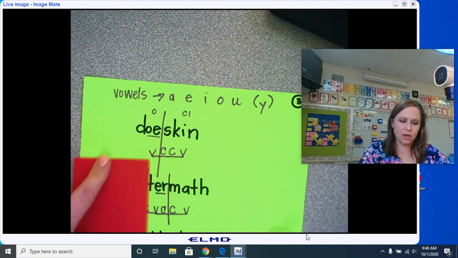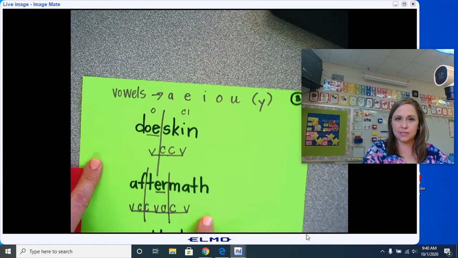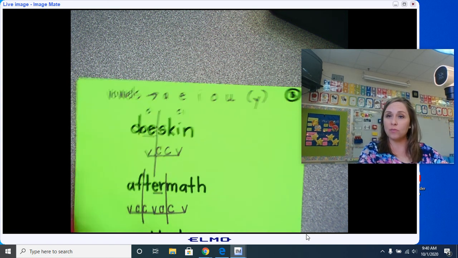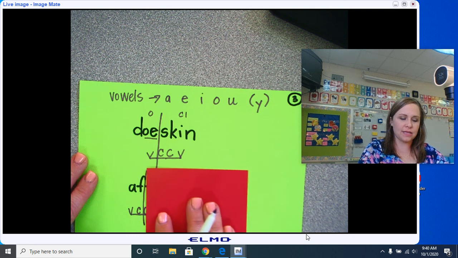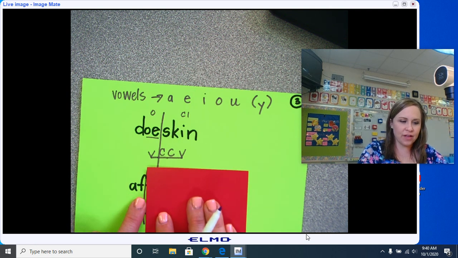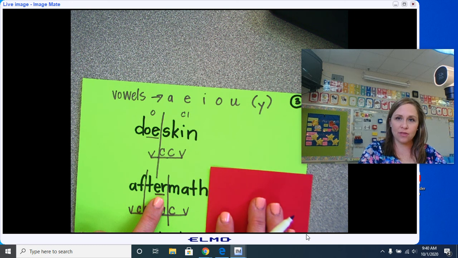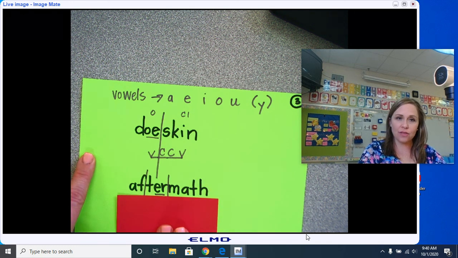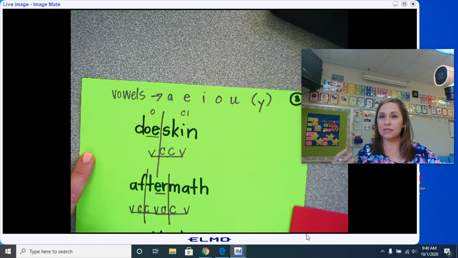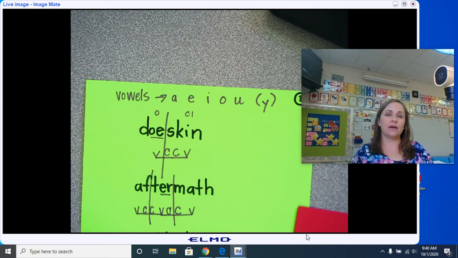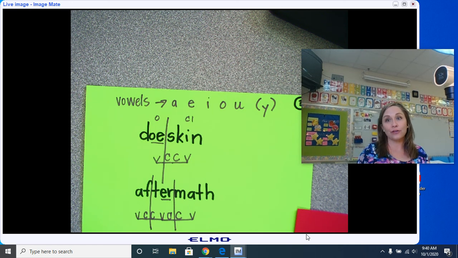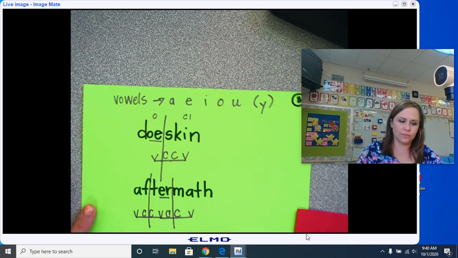All right. Now we've got 3 syllables, so we read each syllable by itself. Af, ter, math. Aftermath. So after something happens, like if there is a bad weather event and it does some damage, the aftermath is the damage after the storm occurs.